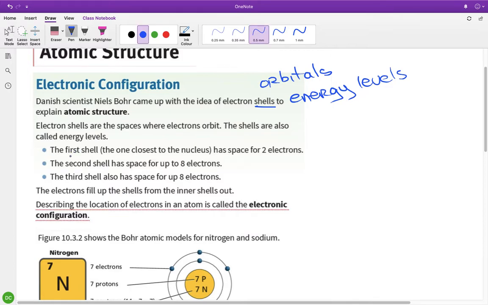Now, this is the important part. The first shell, the one closest to the nucleus, has space for 2 electrons. The second shell has space for up to 8 electrons. The third shell has space for up to 8 electrons, and so on. And you always fill from the center out.